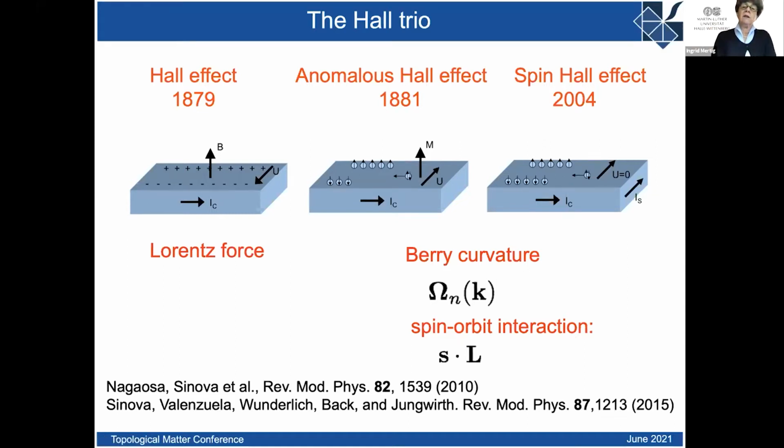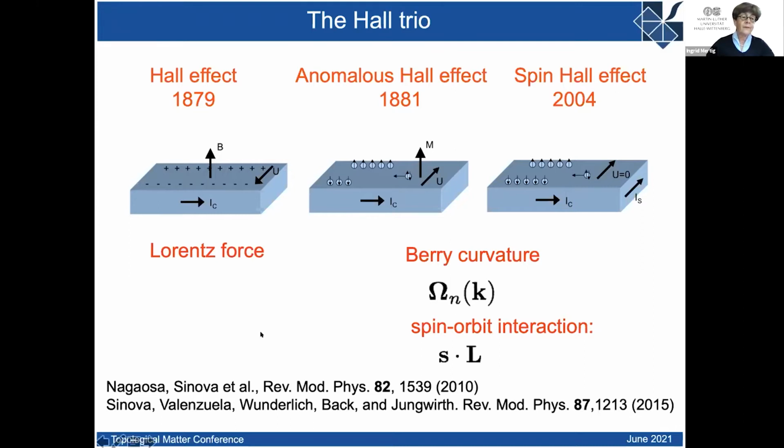And then there was the idea that this separation by spin should also occur in non-magnetic materials, which leads to the proposal of the spin Hall effect. And the anomalous Hall effect and the spin Hall effect are similar in the sense that the origin of both is spin-orbit interaction. And spin-orbit interaction can be described in a semi-classical manner by the Berry curvature.